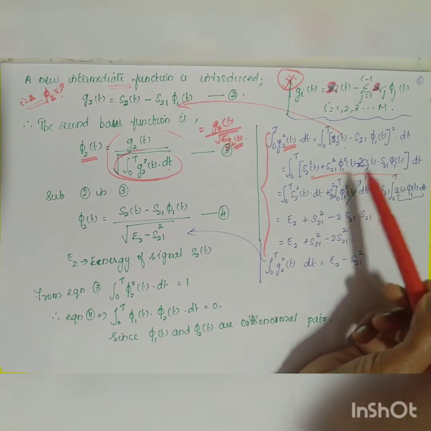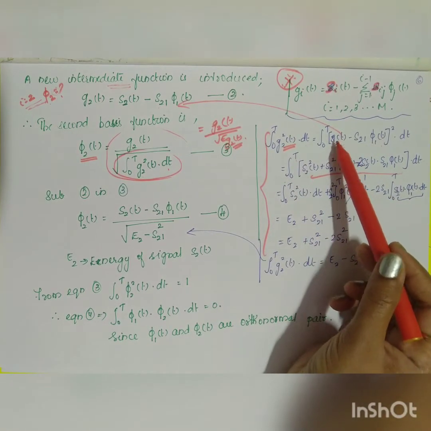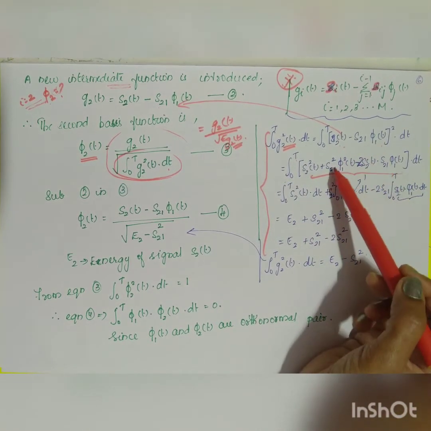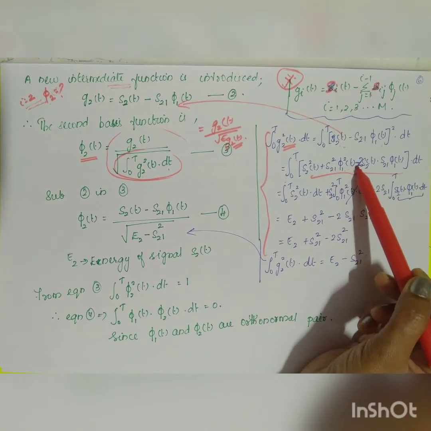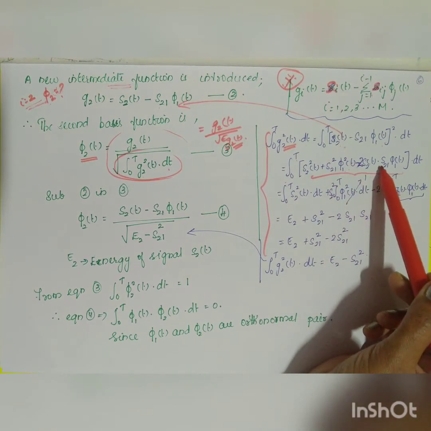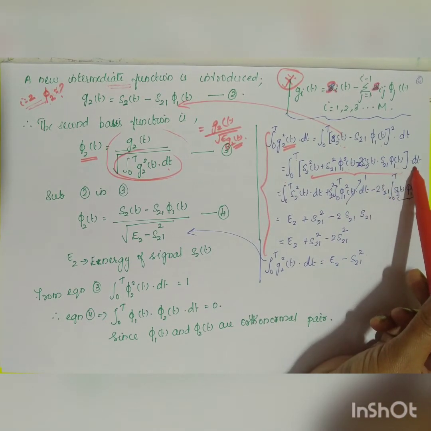You are going to substitute the formula. So integral from 0 to T of g2 squared equals S2 squared of t, then you have plus b squared, S21 squared into phi1 squared of t, minus 2 into S2 of t into S21 into phi1 of t, into dt.